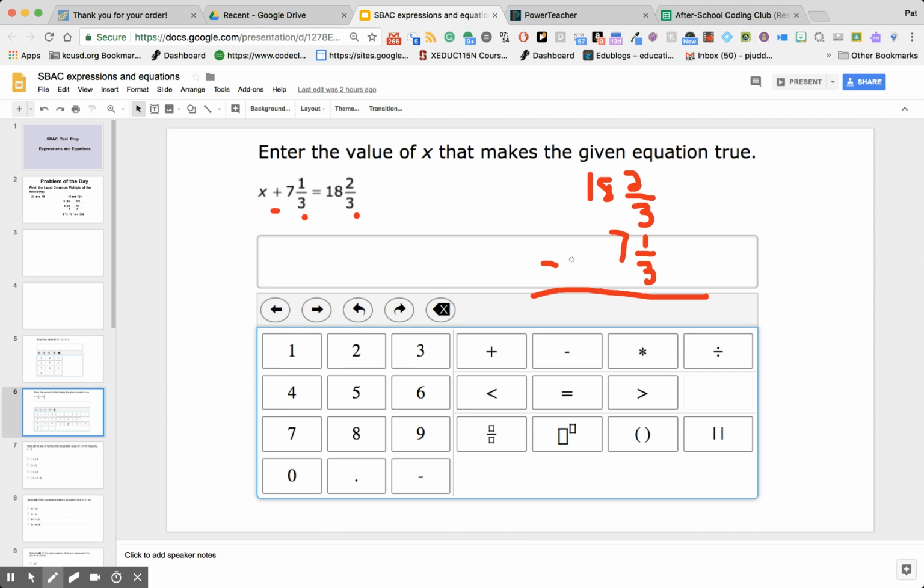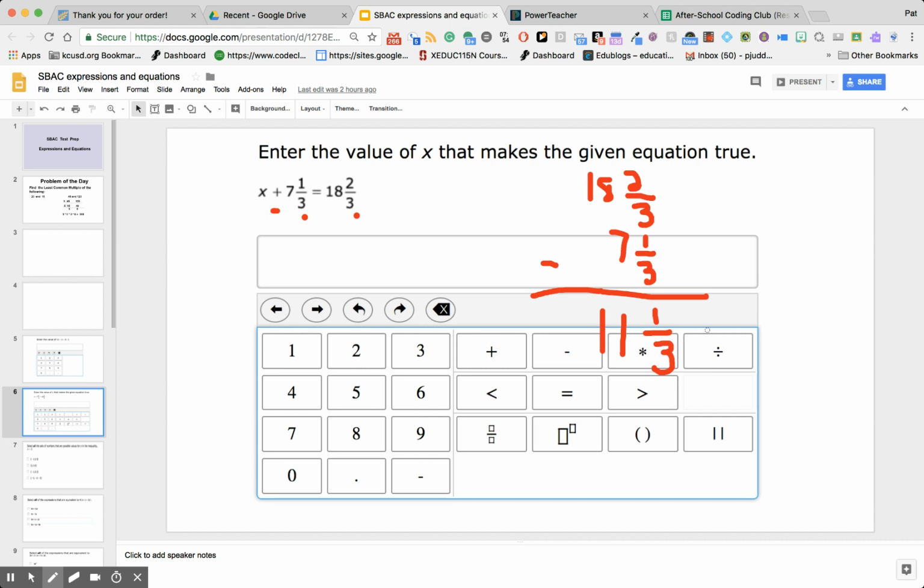I'm going to subtract my numerators. 2 subtract 1 is 1. My denominator remains the same. 8 subtract 7 is 1. And I have 1 left here. I bring that down. 11 1/3 is my answer.